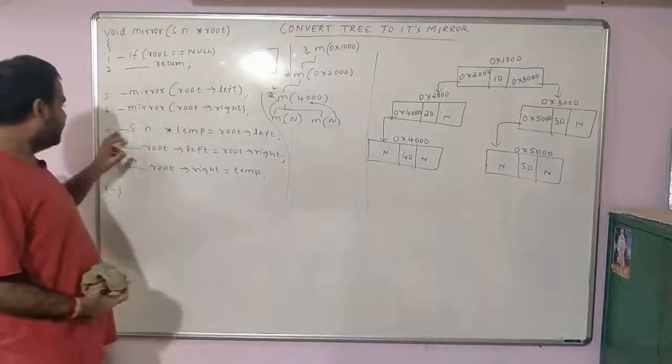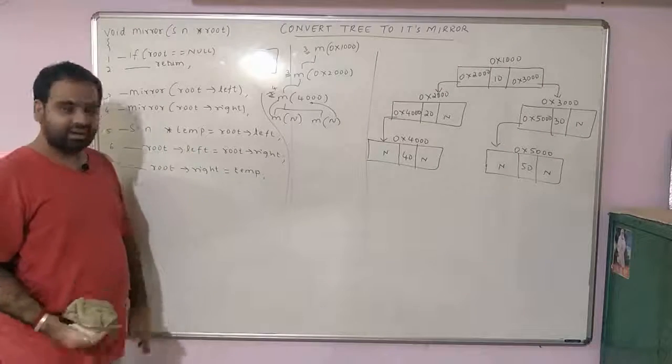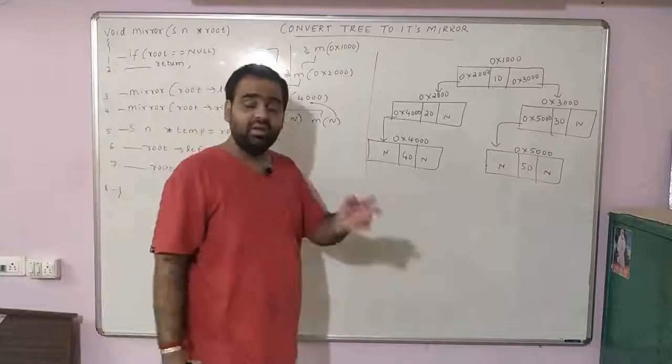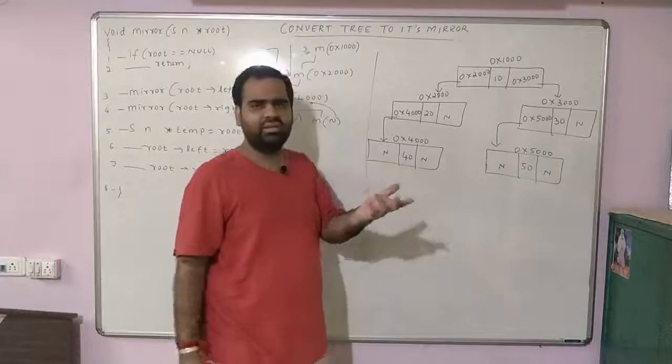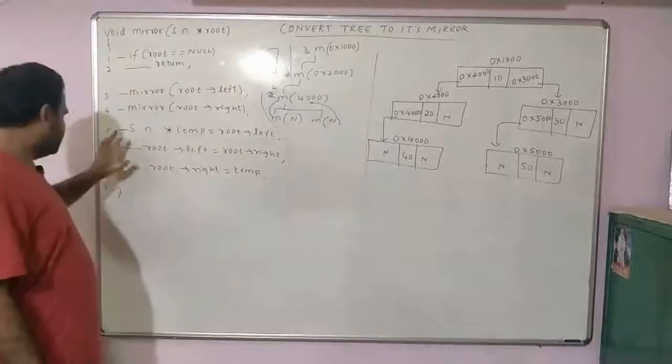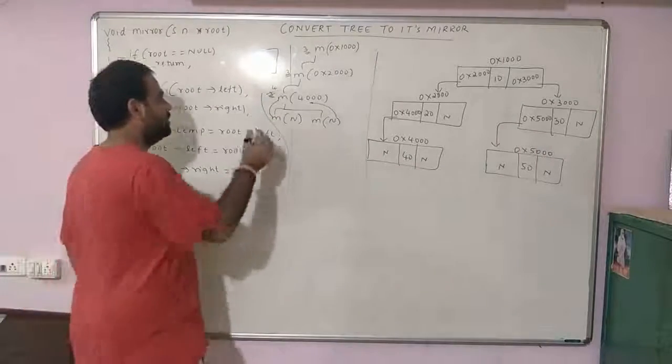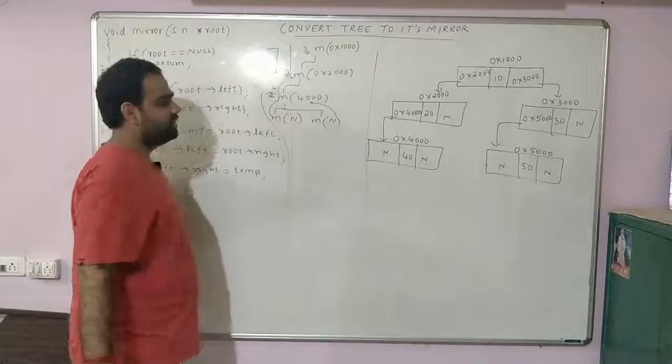Now what does line number 5 say? You swap the left and right pointer of 4000. Now you swap null and null, it doesn't affect anything. After these 3 lines, line number 8 is the closing bracket of the function, again return. Where do you return? To line number 6.